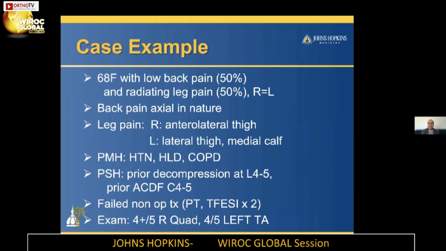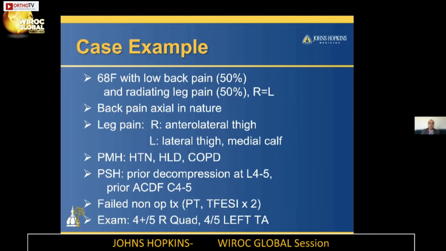So, a case example: a 68-year-old woman with low back pain, 50%, and radiating leg pain, about 50%, right equals left, presented to our clinic. The back pain was largely axial in nature. The leg pain was radicular, on the right side anterolateral thigh, on the left side lateral thigh and medial calf. Past medical history of hypertension, hyperlipidemia, and COPD, and past surgical history of prior decompression at L4-5 and a prior ACDF of C4-5. She had failed extensive non-operative treatment, several months of physical therapy, and multiple epidural injections.